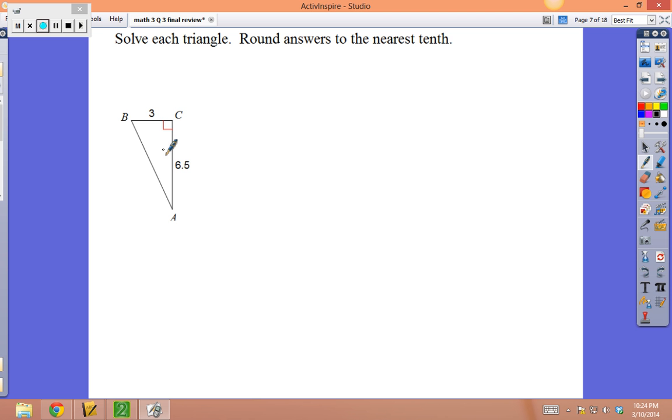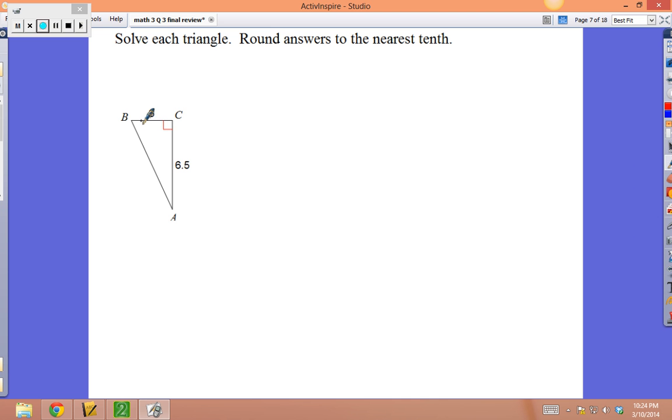Okay, this one, I have no angles, so now I'm going to have to use the inverse. And I'm going to go from here. I'm going to go from A. So this is going to be the opposite. This will be adjacent, and right here is my hypotenuse. So I need to find angle A, angle B, and what else do I need to find? Side C?